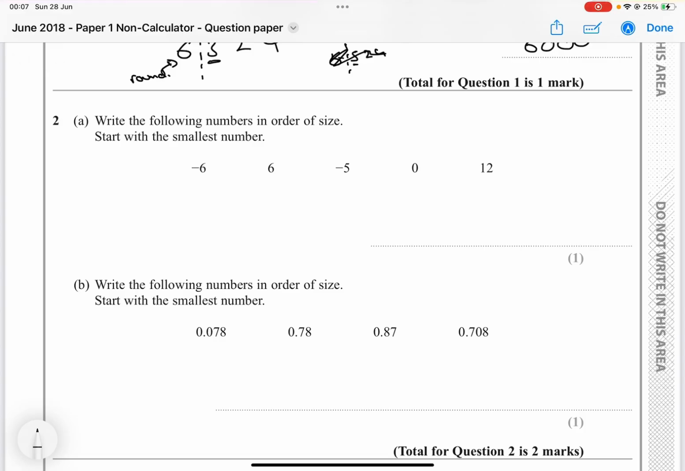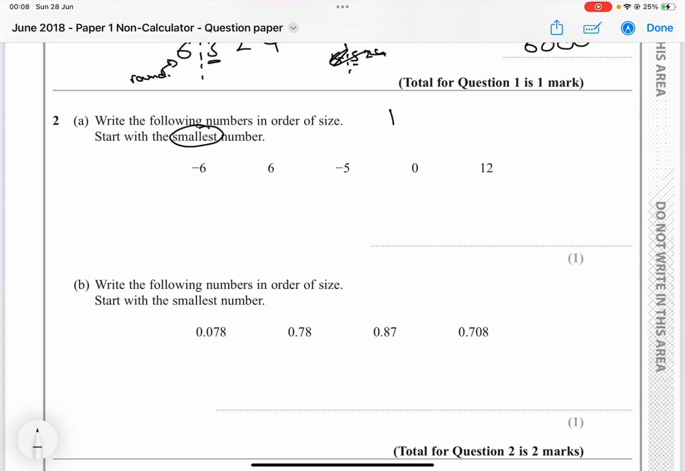Question 2. It says write the following numbers in order of size, starting with the smallest number. The biggest mistake a lot of students do is they go largest to smallest. Just clear misreading of the question. That's one thing. And also remember that the greater the negative number, the smaller.